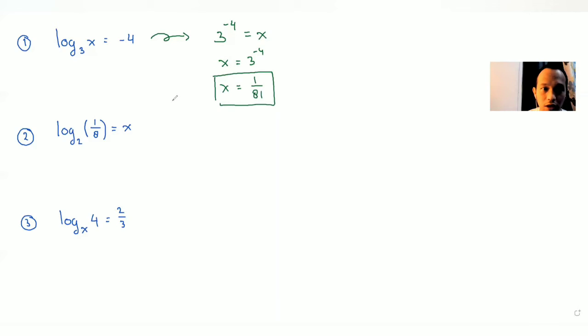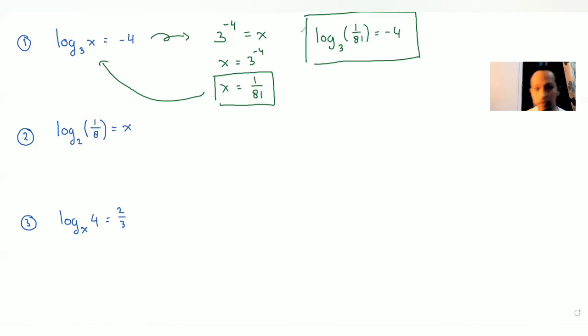So if I put this back, the complete statement is log to the base 3 of 1 over 81 equals -4. Okay, that is for number one. How about number two? Number two, we don't know the exponent. We don't know what the logarithm means, so let us translate it into the exponential equation.